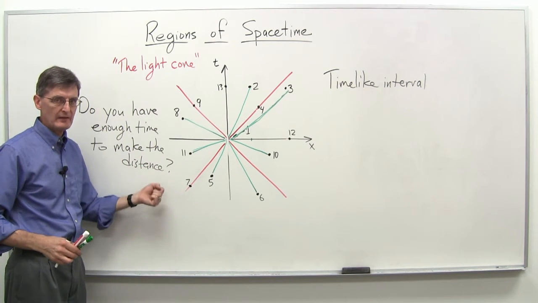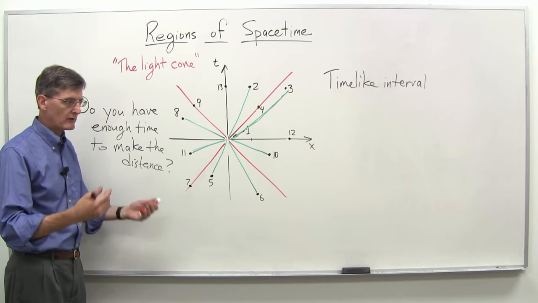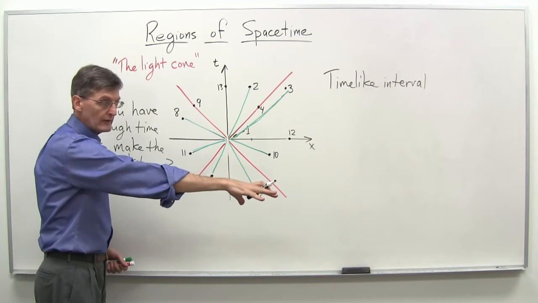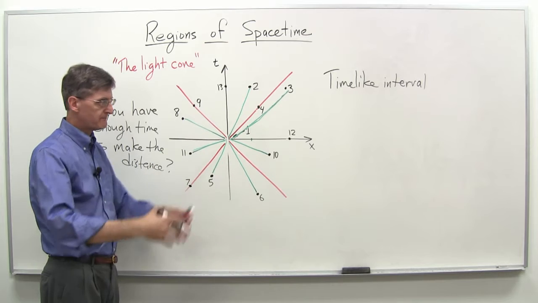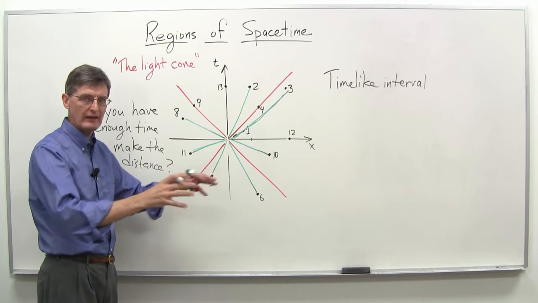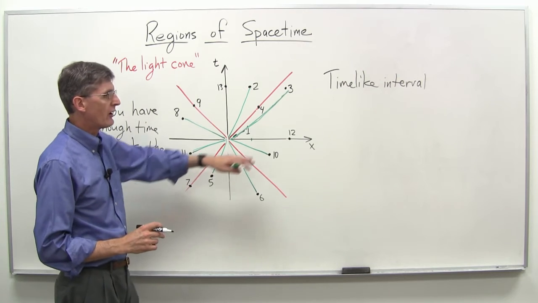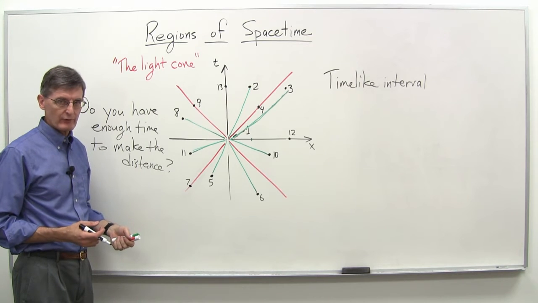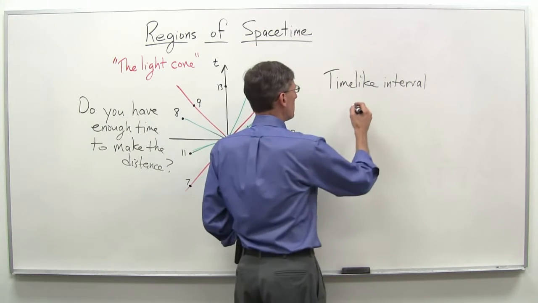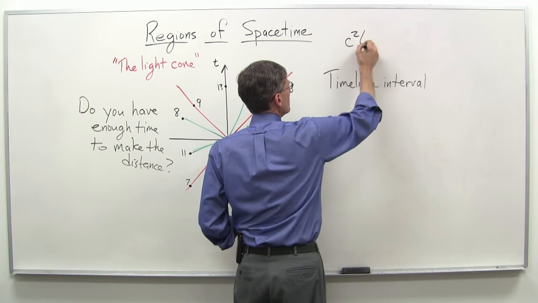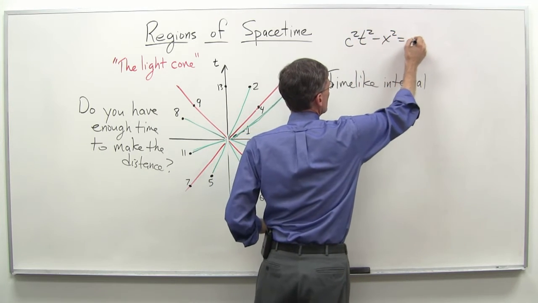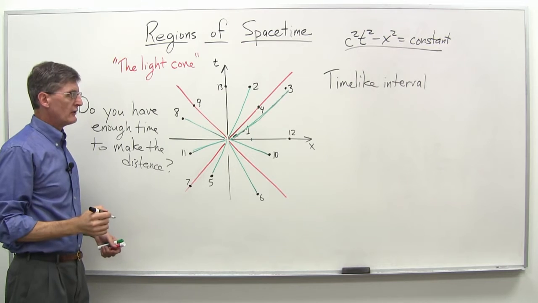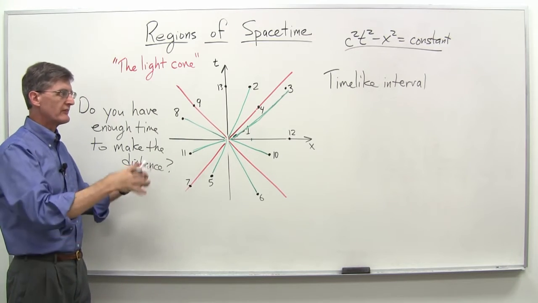Do I have enough time to make that distance, given the parameters I'm dealing with, whether car or walking or however I'm going from one point in space to another through time as well? Because as I'm walking, time is ticking on too, so I'm traveling through both space and time. And a time-like interval is such that, yes, you do have time to get there. Remember our invariant interval equation? c squared t squared minus x squared equals a constant. We're not going to try to prove this rigorously, we're just going to state it.